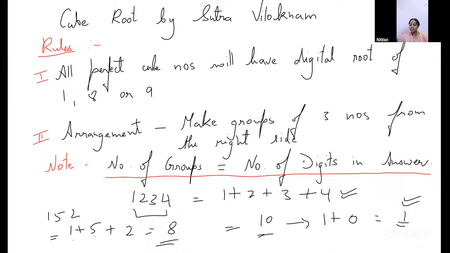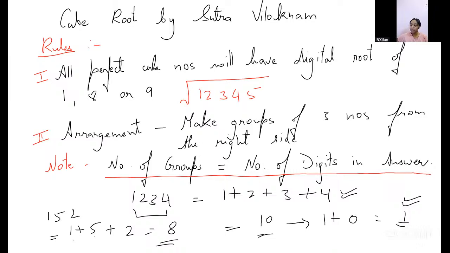Okay. How do we make a group when we have to calculate the cube root? Like I said, three numbers. Yesterday we were making groups of two numbers. Okay, let's pick any random number: 1, 2, 3, 4, and 5. I have to find out its cube root.